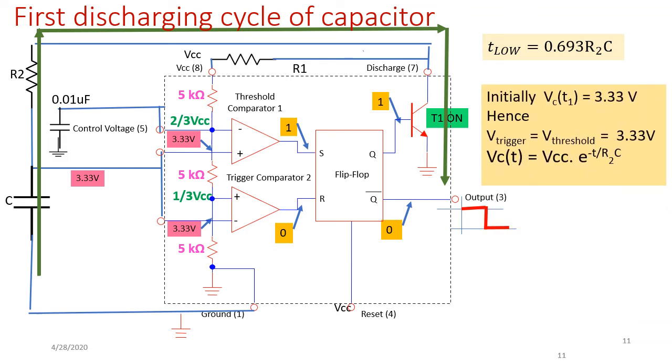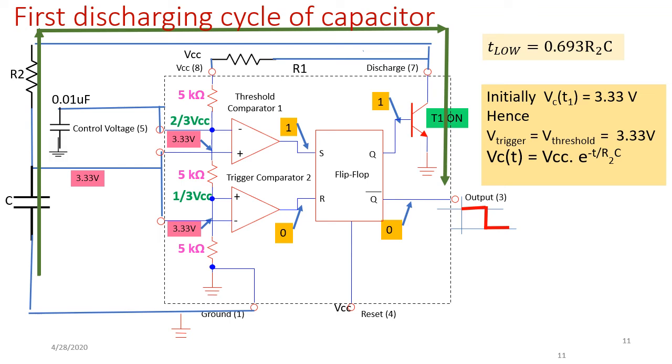Once the transistor is on, the ground is now connected with this node. In this condition, the capacitor will not charge further. It will have charged up to 3.33 volts, and because of the presence of this ground path, the capacitor will start to discharge. It will now discharge through R2. It will not go to R1, because now it gets this path for the discharge.